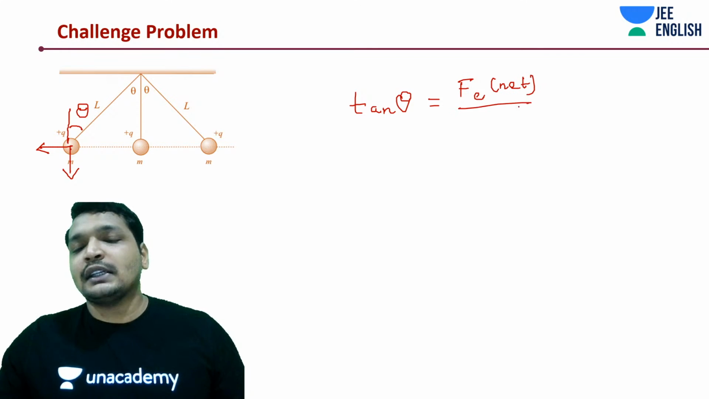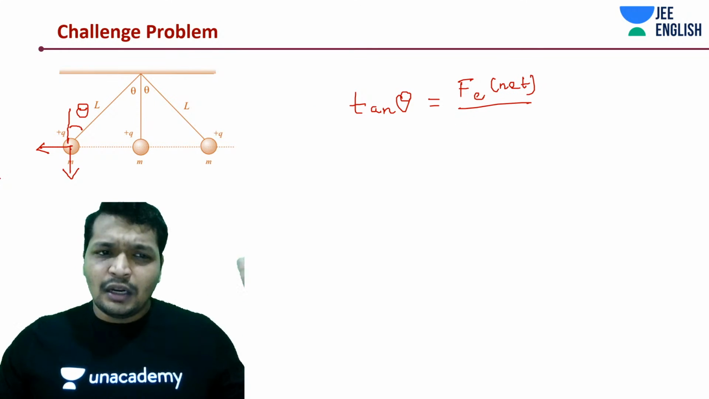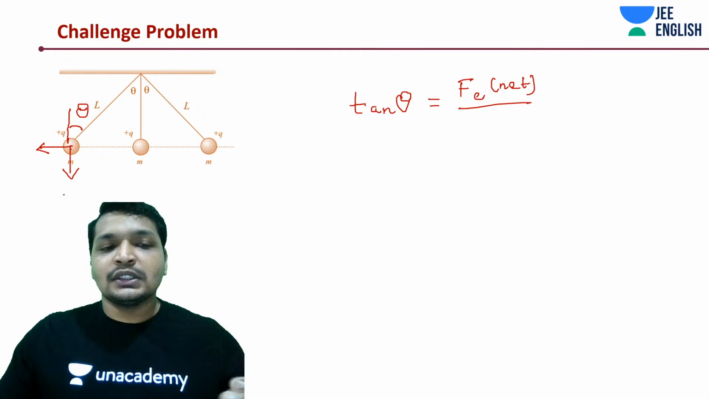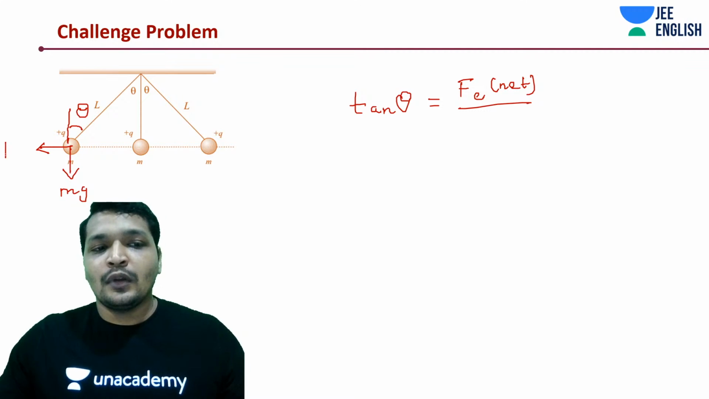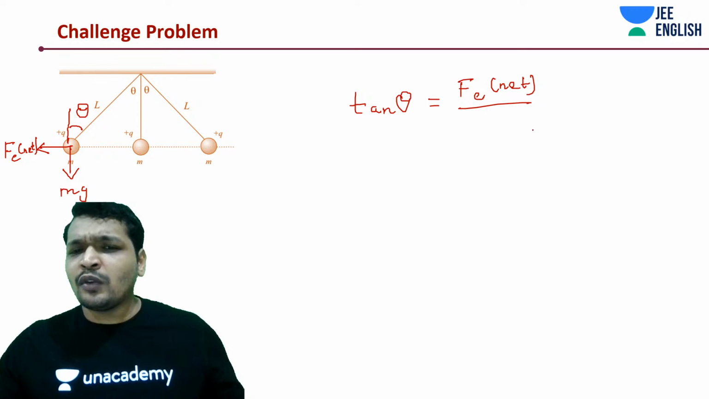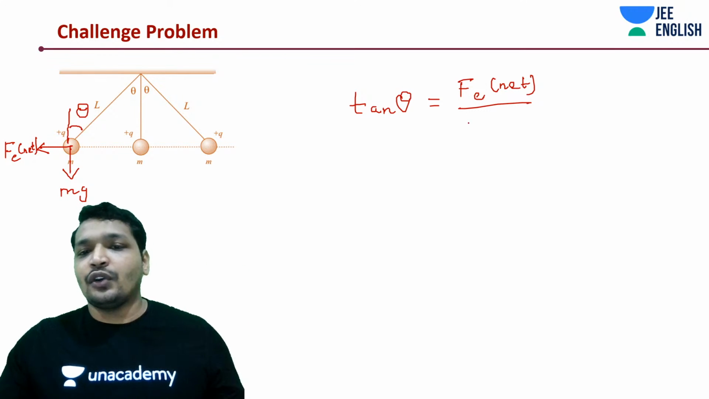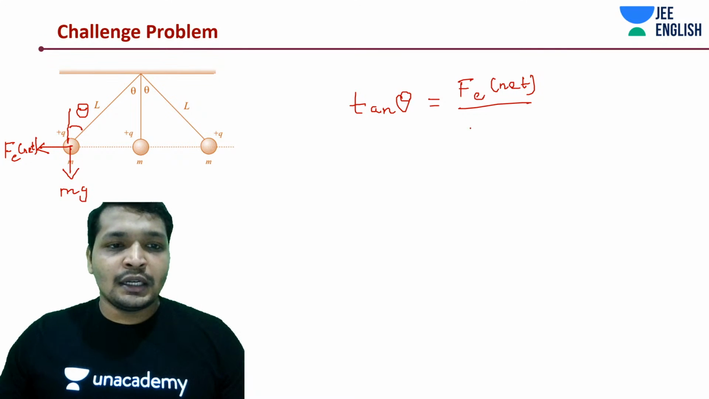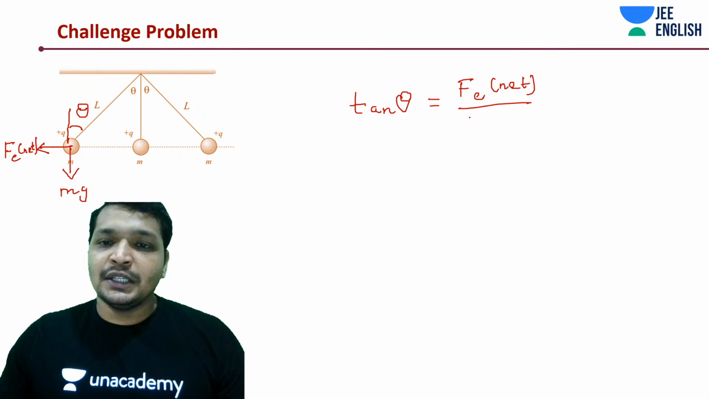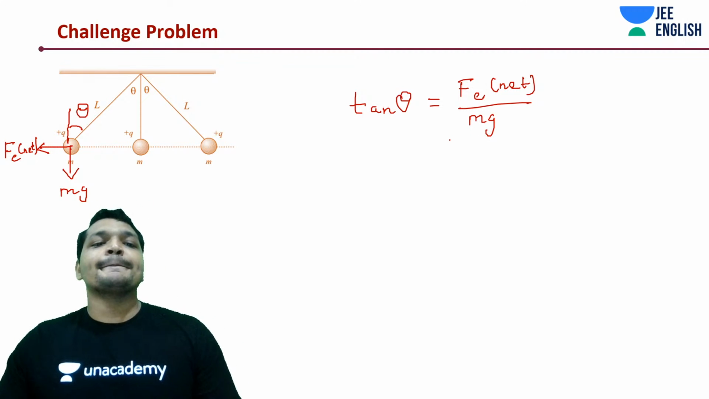divided by, so you want to directly write it down as Fe by. If you have confusion, do definitely work it out, because these kinds of problems are scoring problems and you don't want to miss them. If you have any doubts, you may not want to memorize it, but remember it very logically. Yes, this is going to be Fe net divided by mg, right?